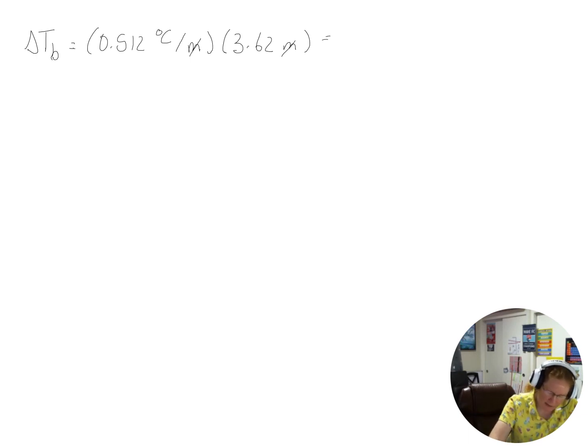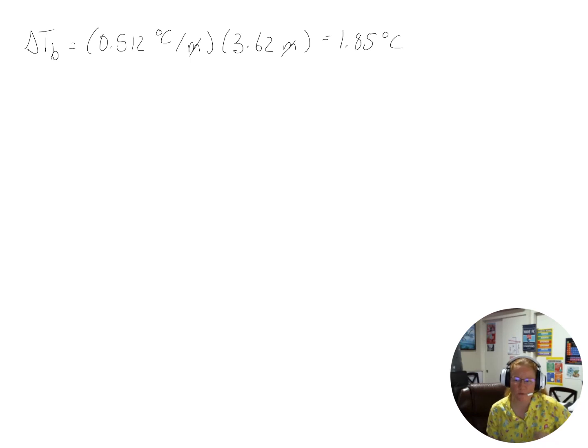So the change in our boiling point is going to be equal to 0.512 degrees Celsius per molal times 3.62 molal. So the molality cancels, and we get 1.85 degrees Celsius. So this is telling us that the change in our boiling point is 1.85 degrees. That's how much it's going to change. So remember, boiling point elevation.